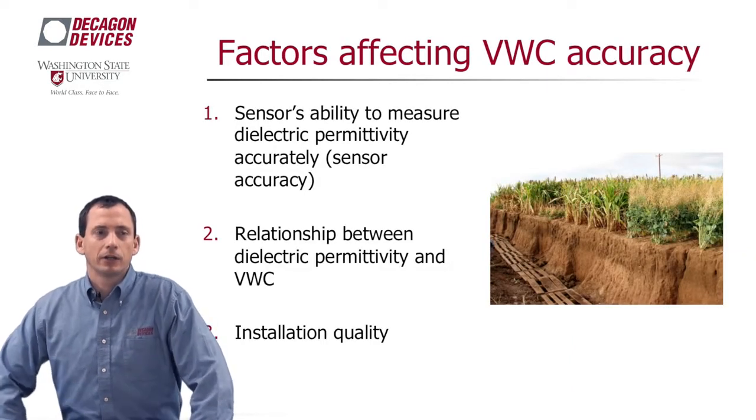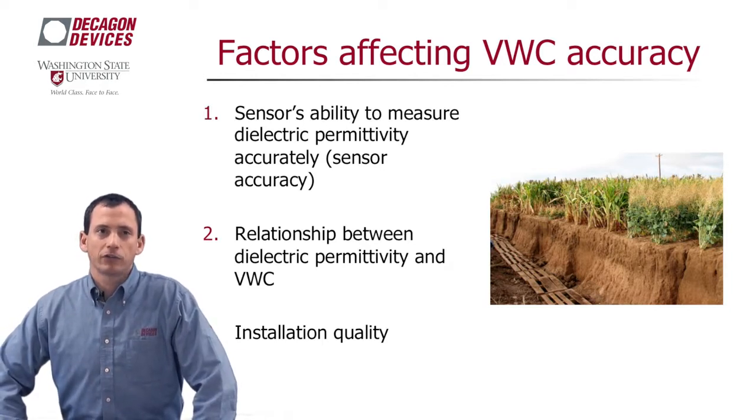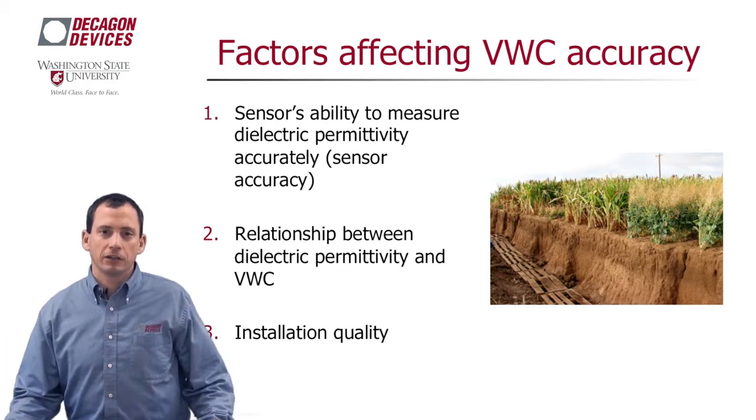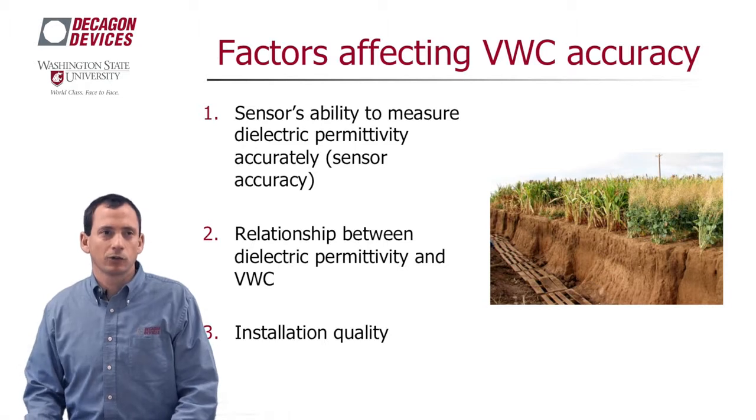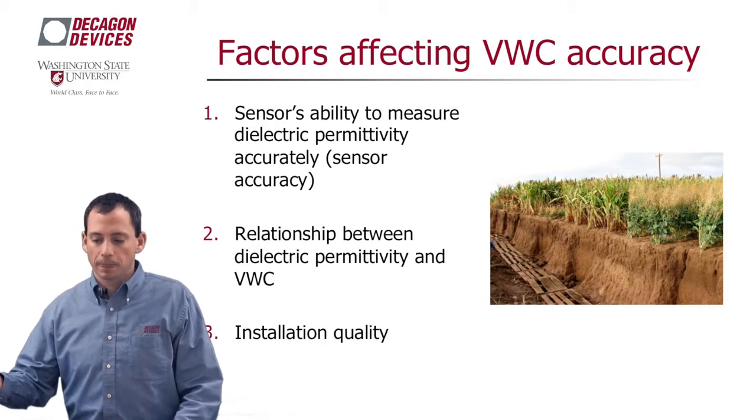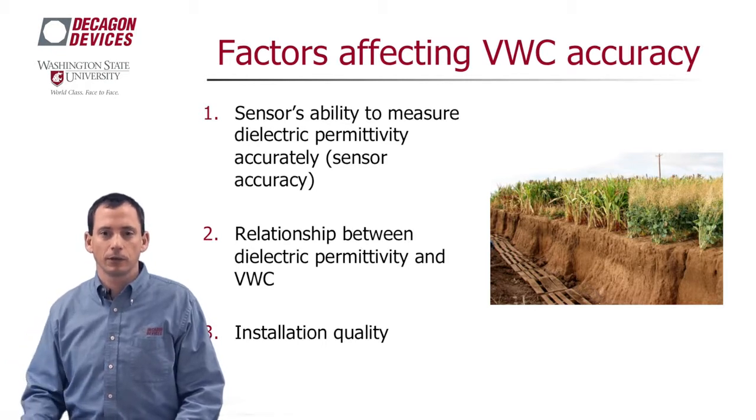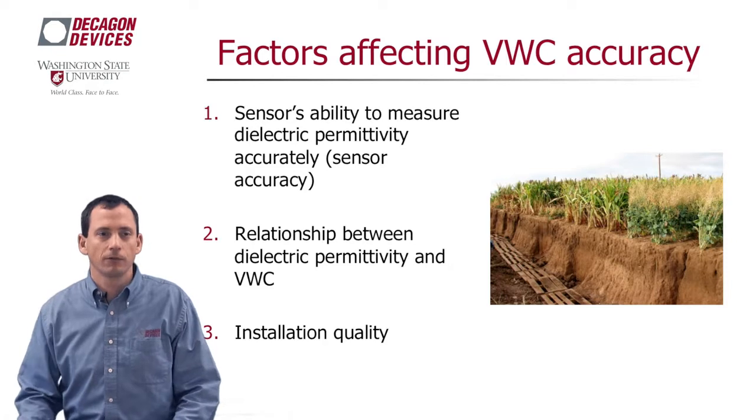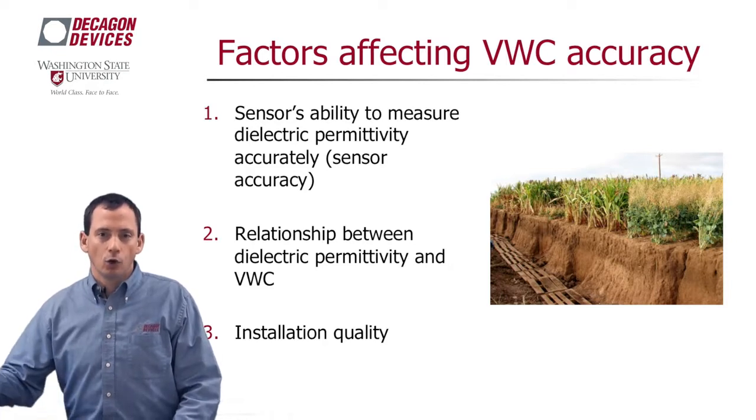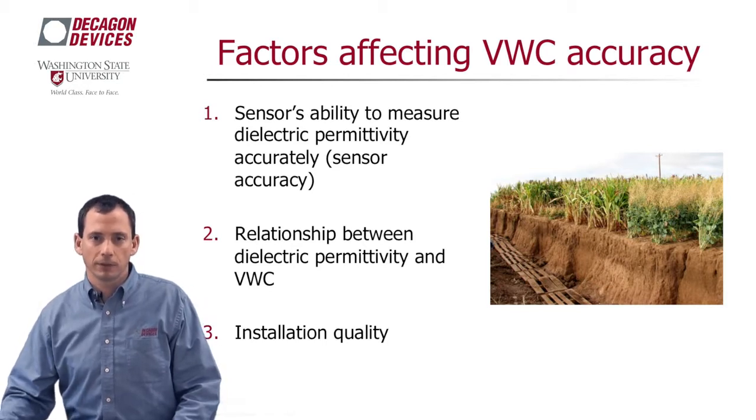So let's talk about the three factors that affect the accuracy of the volumetric water content measurement. The first is the sensor's ability to measure the dielectric permittivity accurately, and I'm going to call this the sensor accuracy. This is what the sensor is actually measuring, and so if the sensor is doing a perfect job, then we wouldn't have to worry about this, but no sensor at this point does a perfect job of measuring dielectric permittivity.